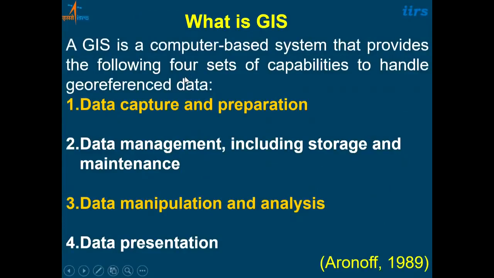Now if we talk about GIS, it is a computer based system that provides the following four sets of capabilities to handle georeferenced data. What are those four things? Data capture and preparation. I can capture the data, that again comes as a part of GIS only. I can manage the data, including the storage and maintenance, data manipulation and analysis, data presentation or the visualization of the data. These are the four basic tasks or the capabilities which a typical GIS handles.